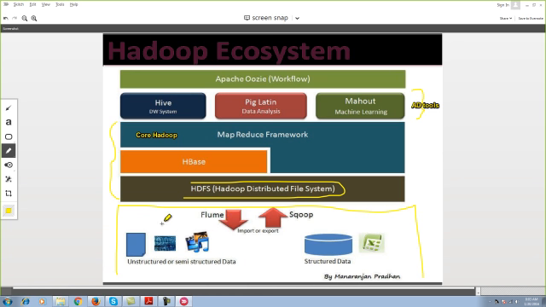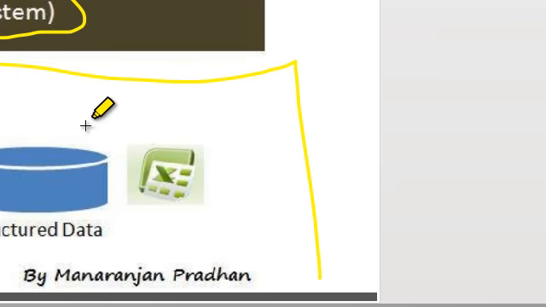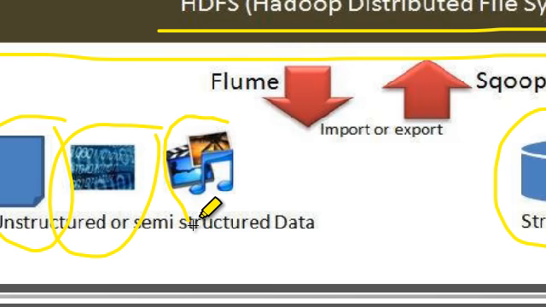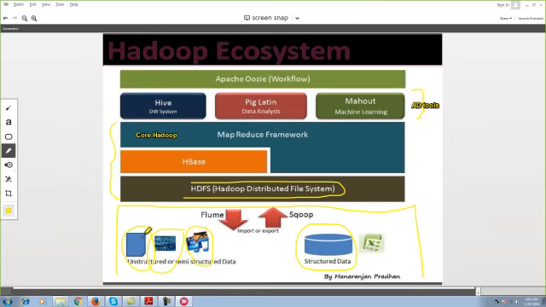So a file can be coming from any of the external sources. It can be an OLTP system like a structured database. It can be a flat file. It can be structured or unstructured data. It can be semi-structured data. It can be a music file. Anything can be available, which we want to bring into our Hadoop system.